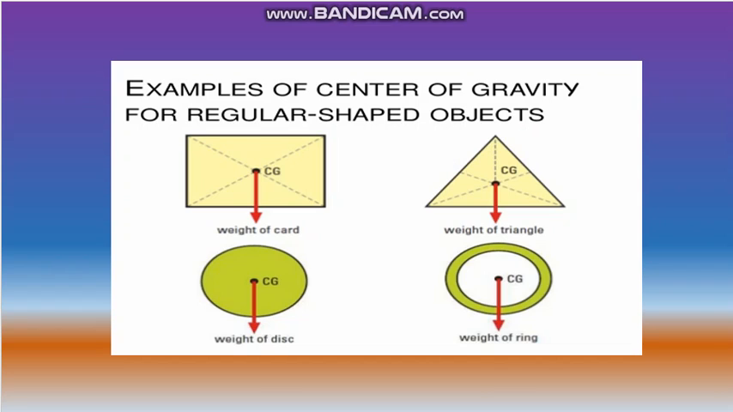Examples of center of gravity for regular shapes. For a uniform rod, the center of gravity is the center of the rod. For a square, we get the center of gravity by the intersection of diagonals. For a triangular plate, we get the center of gravity by the intersection of medians. For a circular plate and circular ring, we find the center of gravity at the center of the plate.